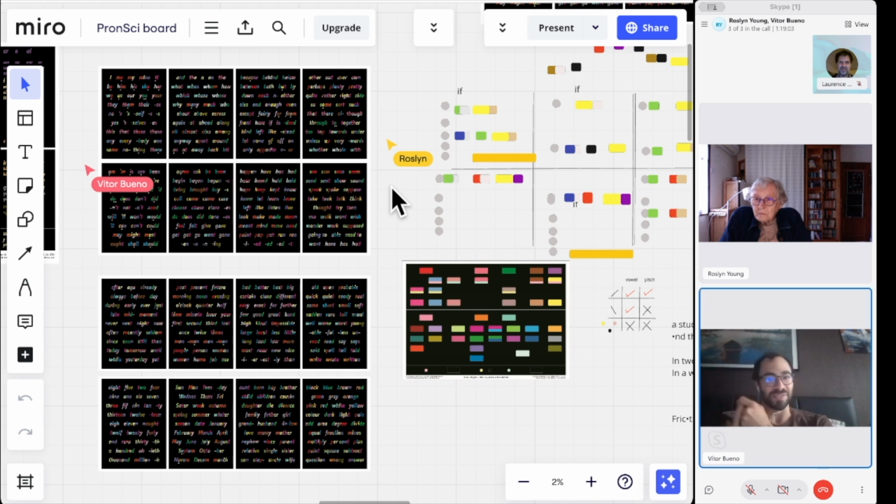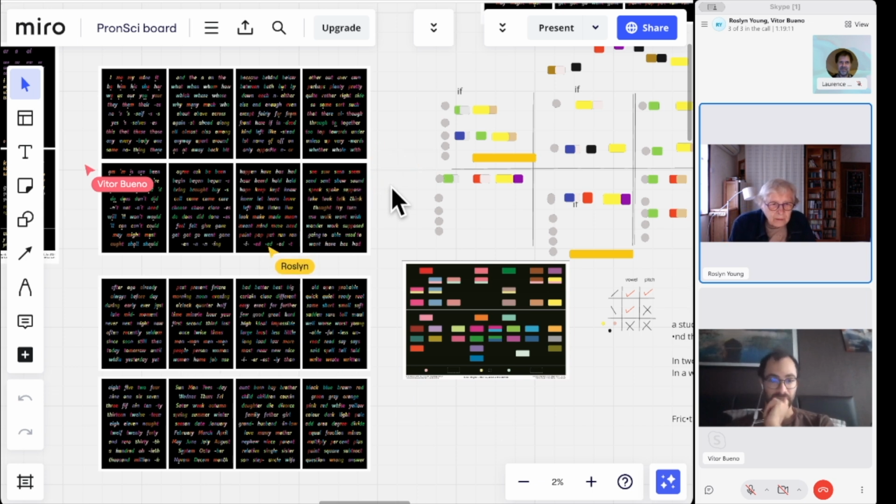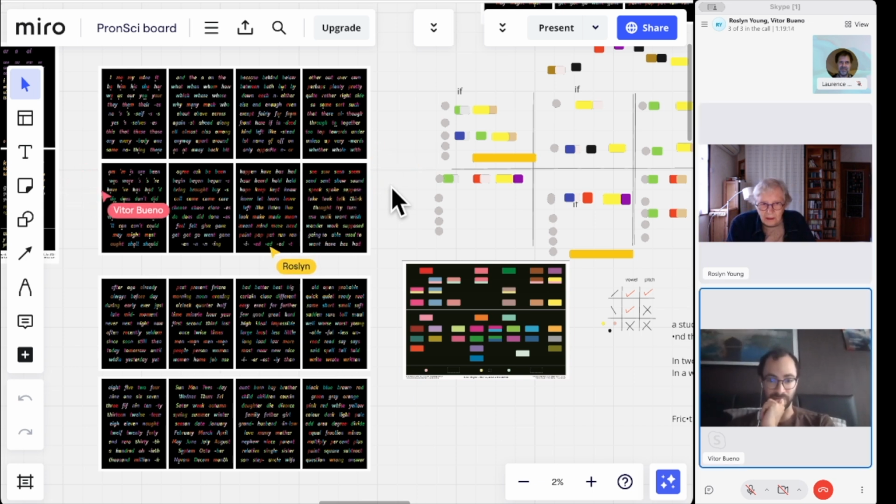C'est des pavés in French. Okay, all right. Cobbled streets. Yes. Cobbled streets. Okay. So yes, for example, there are cobbled streets.